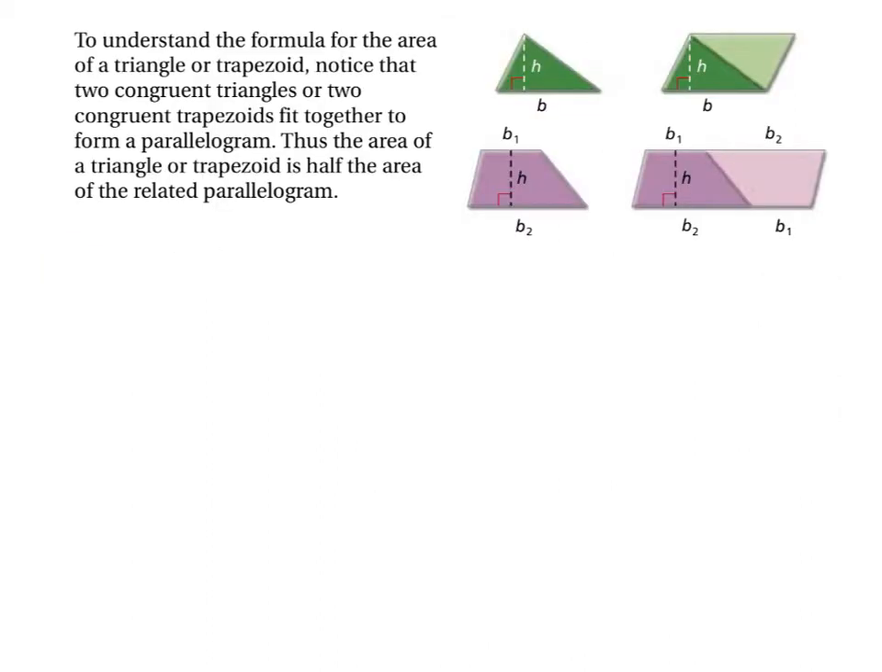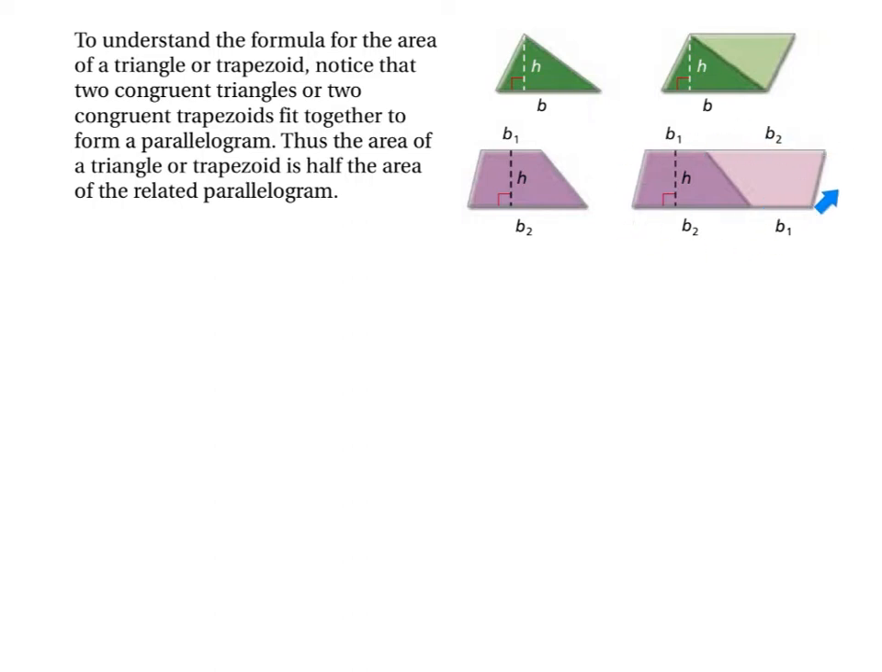Now, to derive our formula for the area of a triangle and a trapezoid, a lot of you just know what the formulas are, but do you know how you get them from the area of a parallelogram? Let's look at this. If we have a parallelogram, we would take base times height. If we made a triangle out of it, it'd be half of base times height. The same thing is true here.